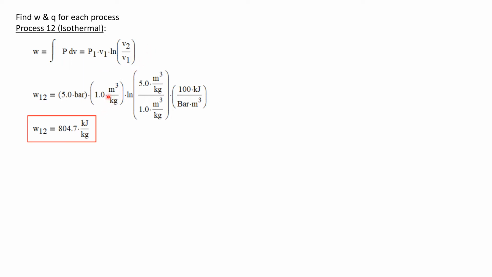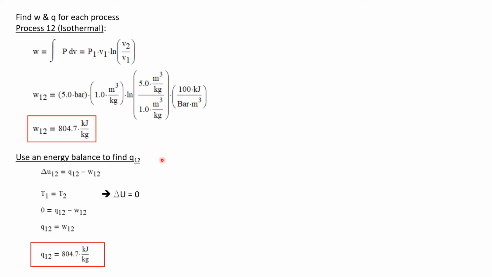Well, all of these values are known to us. We can plug them into this expression. We'll convert bar cubic meters to kilojoules, and we find that work for process 1-2 is 804.7 kilojoules per kilogram.